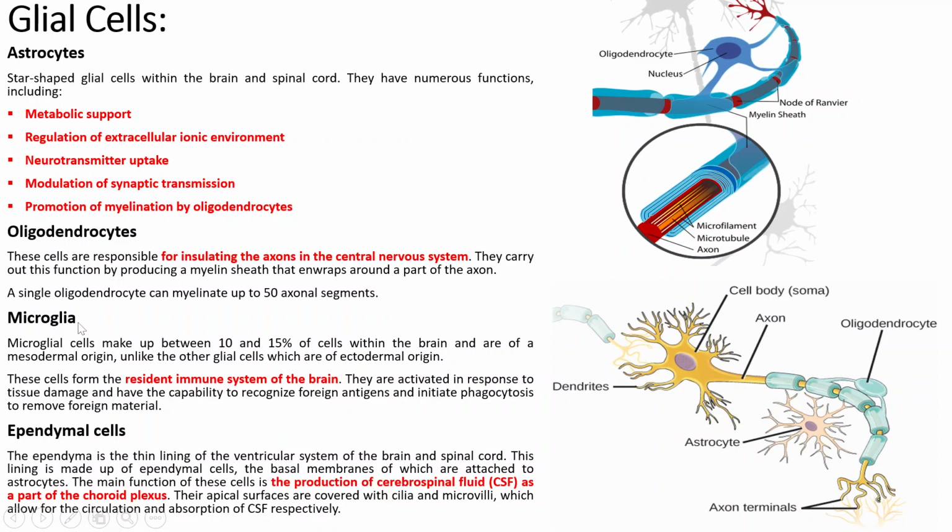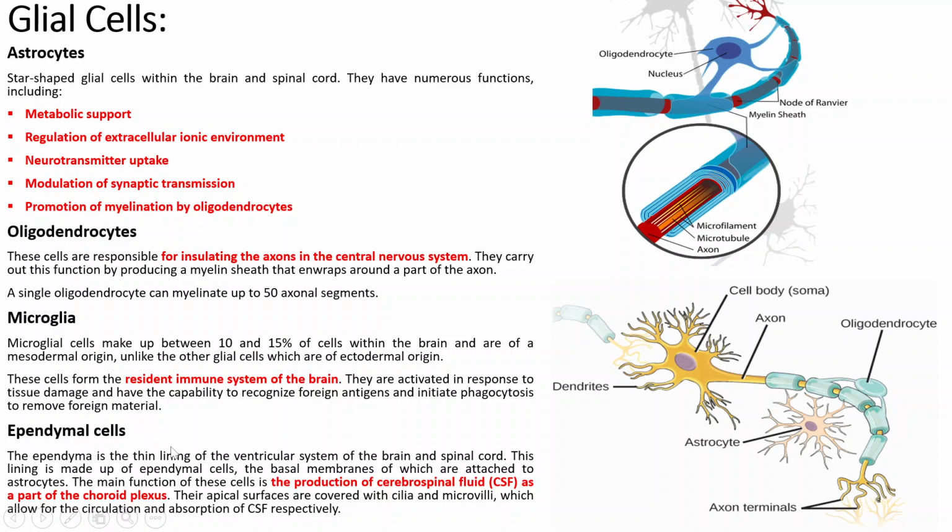Next, we have the microglia, which are the resident immune system of the brain. The microglia make up about 10 to 15% of the cells within the brain and are of a mesodermal origin, unlike the glial cells which are of ectodermal origin. They are activated in response to tissue damage and have the capability to recognize foreign antigen and initiate phagocytosis to remove the foreign material.